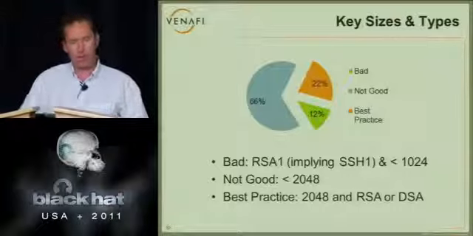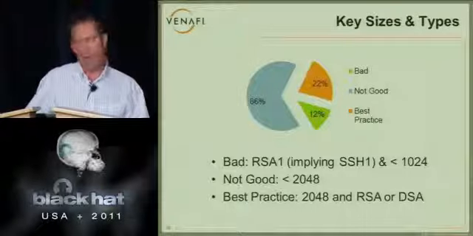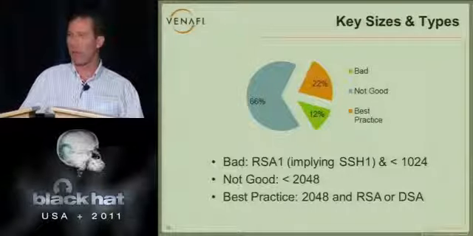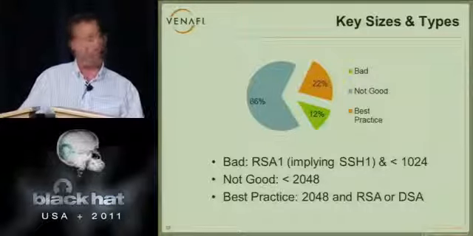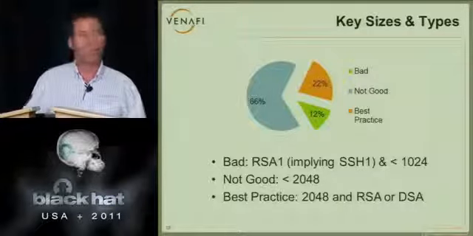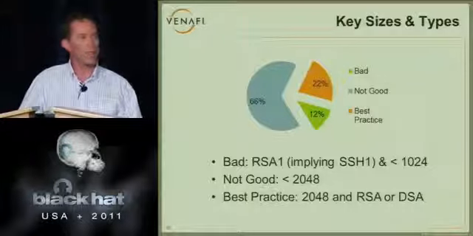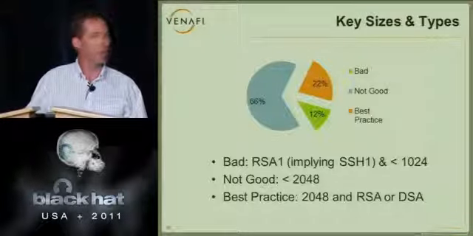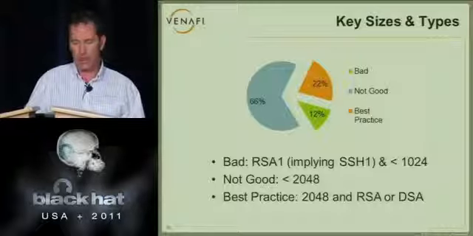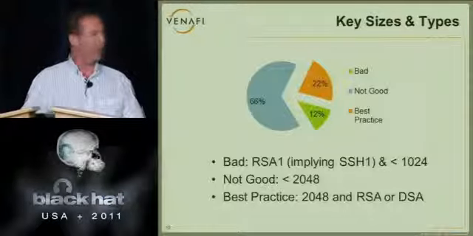First of all, really bad stuff, okay? About 12% is either an RSA1 key or a key smaller than 1024. And we even see 512-bit keys. You see keys that small. I got a collection of a couple hundred 512-bit keys that are constantly surprising to me. Then you have this idea of not good, right?